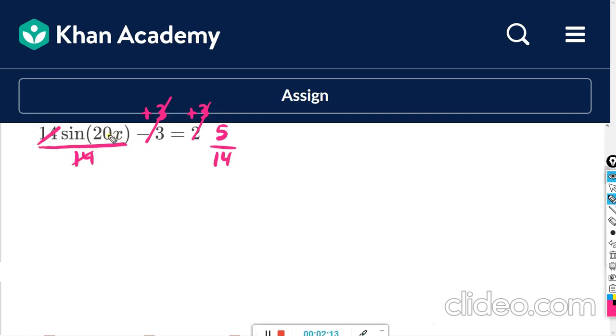In order to isolate this angle, the opposite of sine is the inverse sine. So we need to apply the inverse sine to both sides of this equation. You always want to do the same thing to both sides. So the inverse sine and the sine cancel each other out, and we're left with the angle 20x. And on the right hand side we have the inverse sine of 5 over 14.